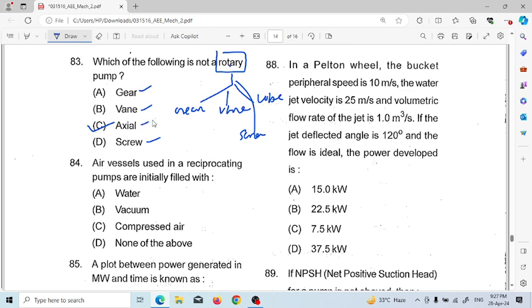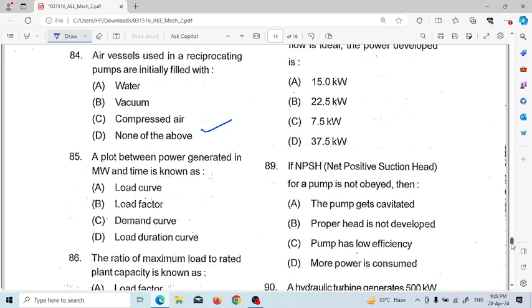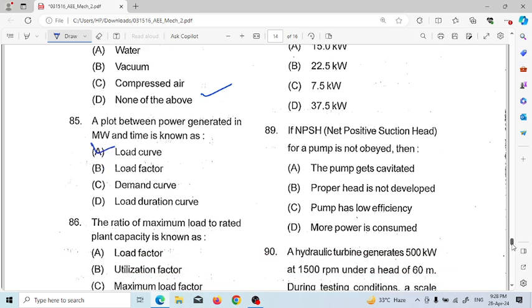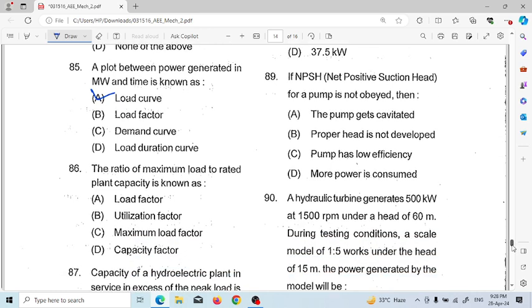This is our reciprocating type pump. So air vessels used in a reciprocating pump are initially filled with water, vacuum, compress. None of these. Next, question 85. A plot between power generated in megawatt and time is known as load curve. This power versus time curve is known as load curve.